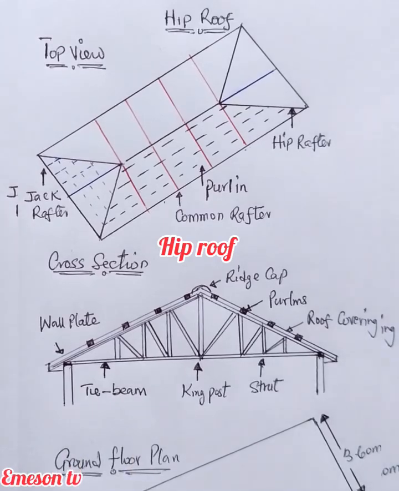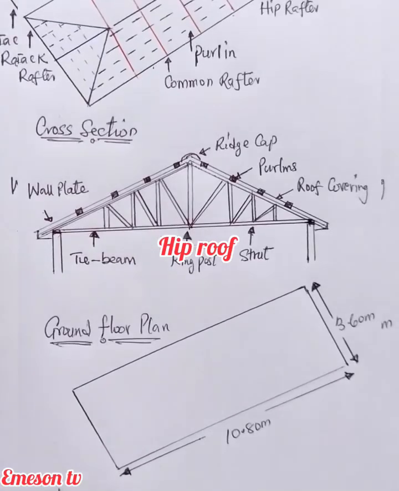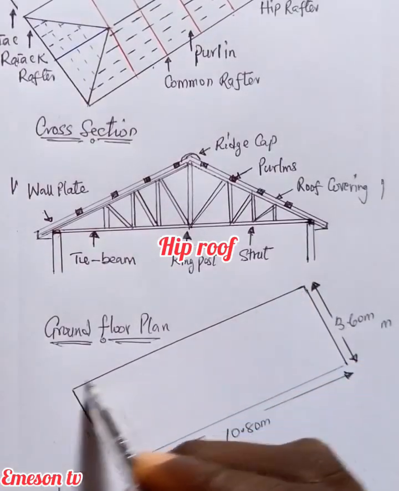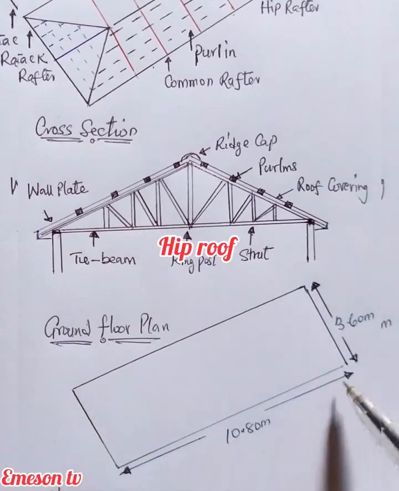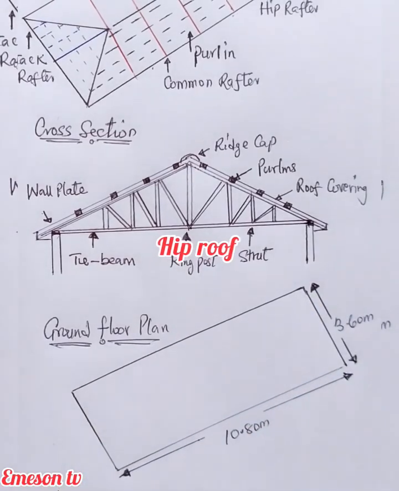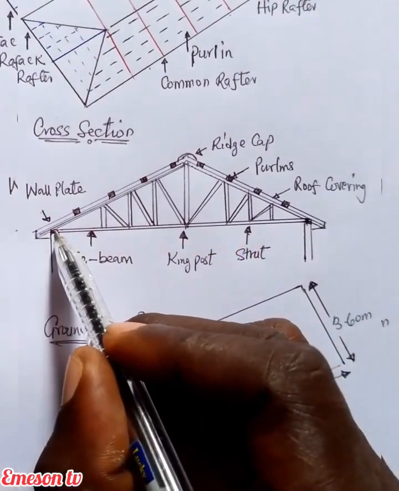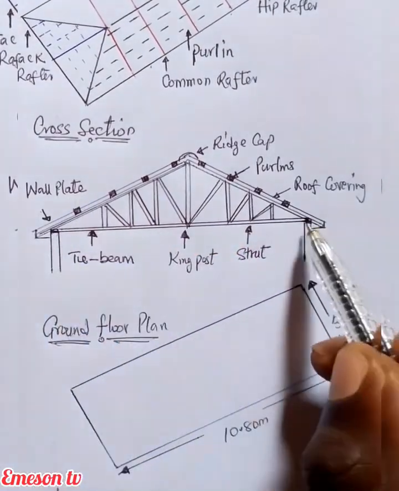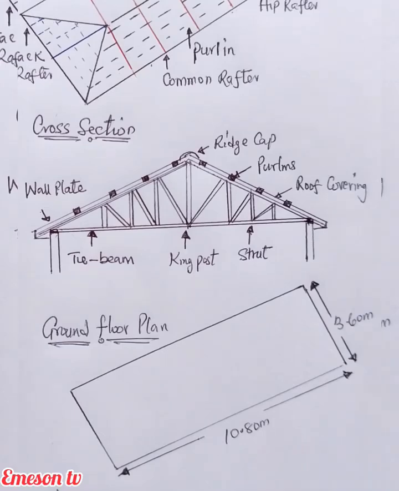We have the wall plate in hip roof. The wall plate runs across the perimeter of the floor plan. The wall plate will run across this external wall in the floor plan. You see this wall, that's how the wall plate will run. So if you look at the cross section, this is where you have the wall plate. So after identifying the wall plate, the next thing for us to identify is the tie beam.